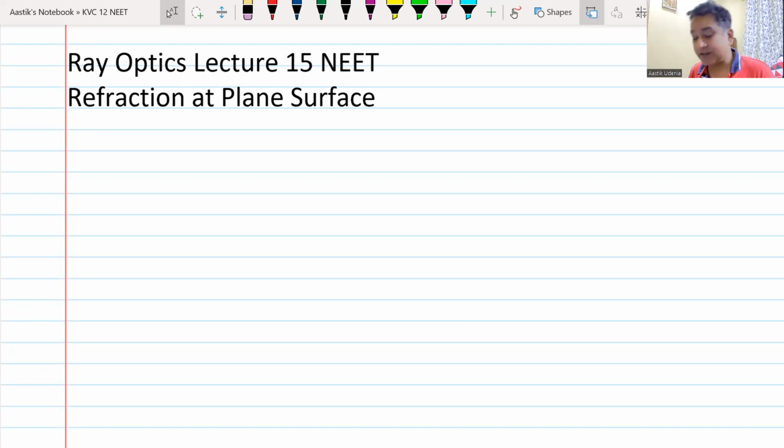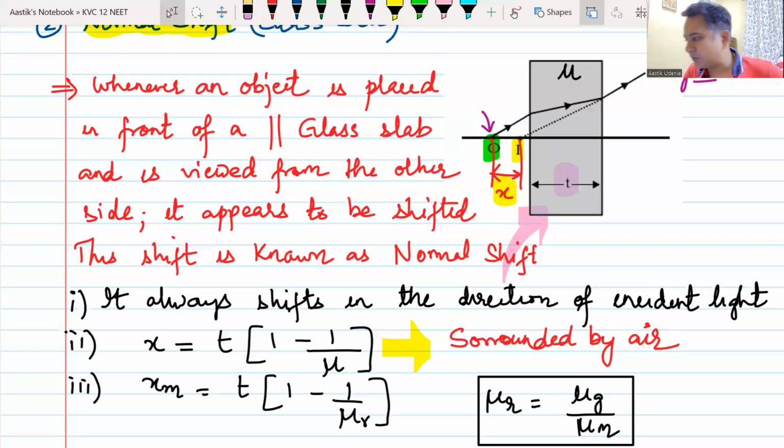This is optics lecture number 15. We are in refraction at plane surfaces, and in the last class, we were dealing with what happens when you have a glass slab and you are watching the object from the other side of the glass slab. I hope you all remember this. The object was on the other side. We are watching it from the other side of the slab.